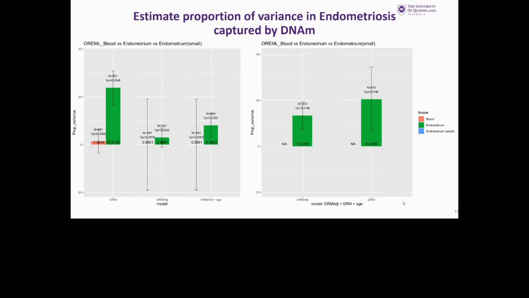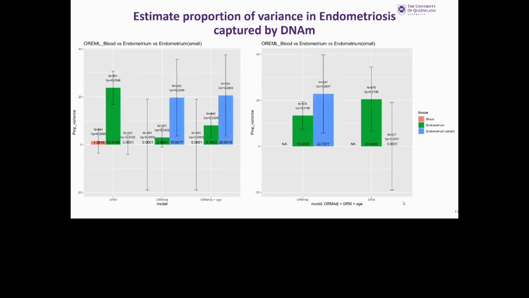And so the question here is why we get a null result in the blood tissue samples. Is it because of a power issue, or is it because DNA methylation from blood just couldn't capture any variants? And so in order to test this, we perform the same analysis, this time using endometrium tissue samples with a smaller sample size and see whether the results are similar. So the blue results here show endometrium tissue samples with a smaller sample size.